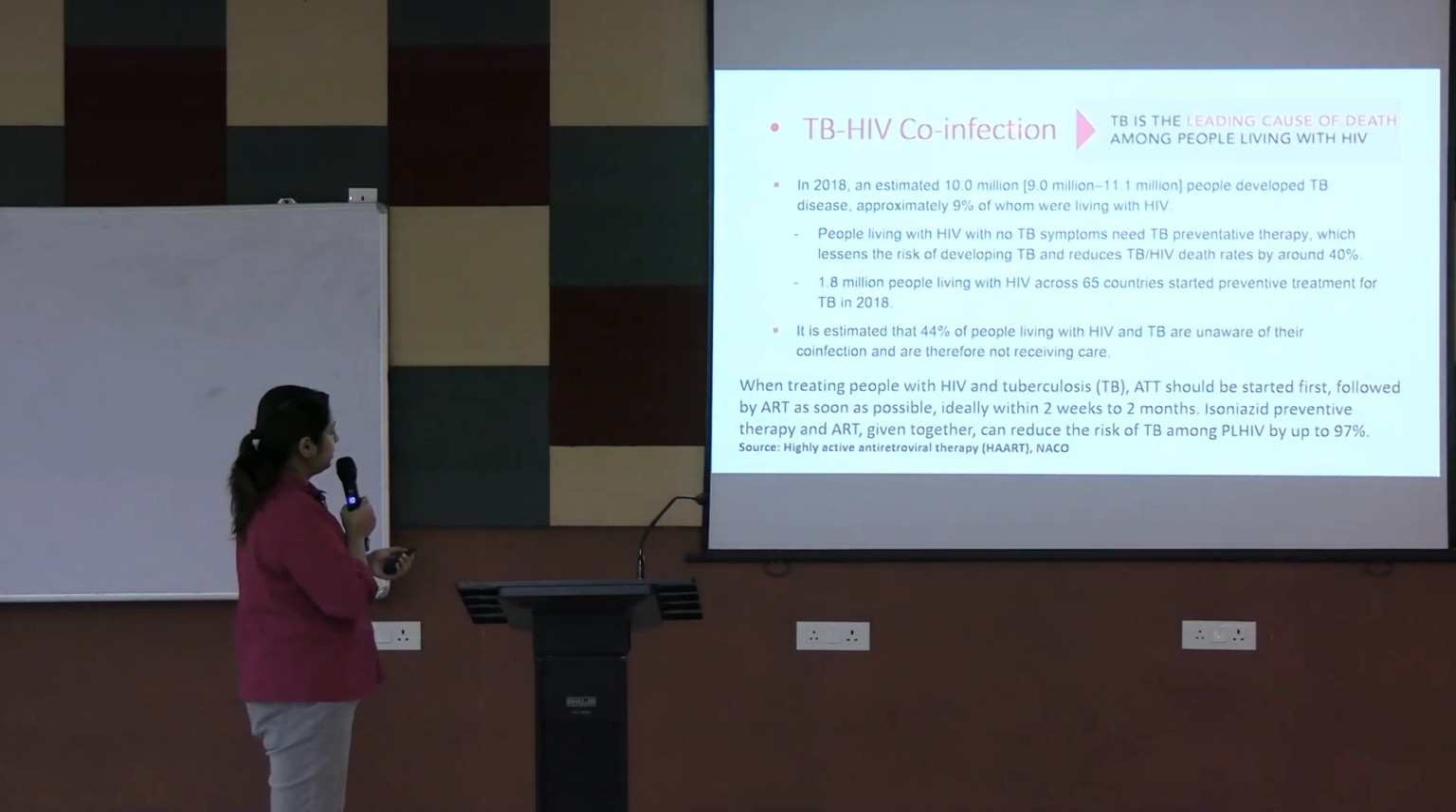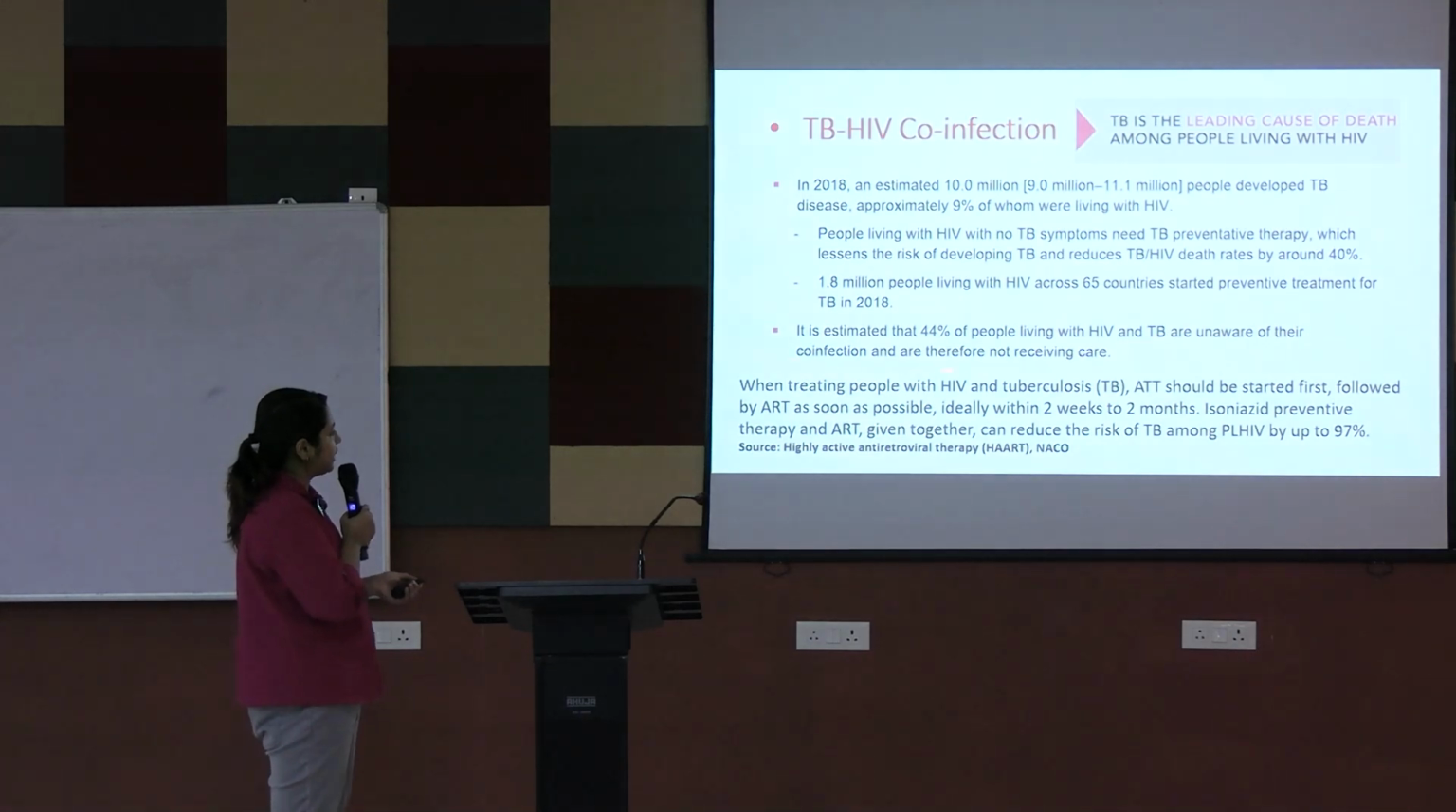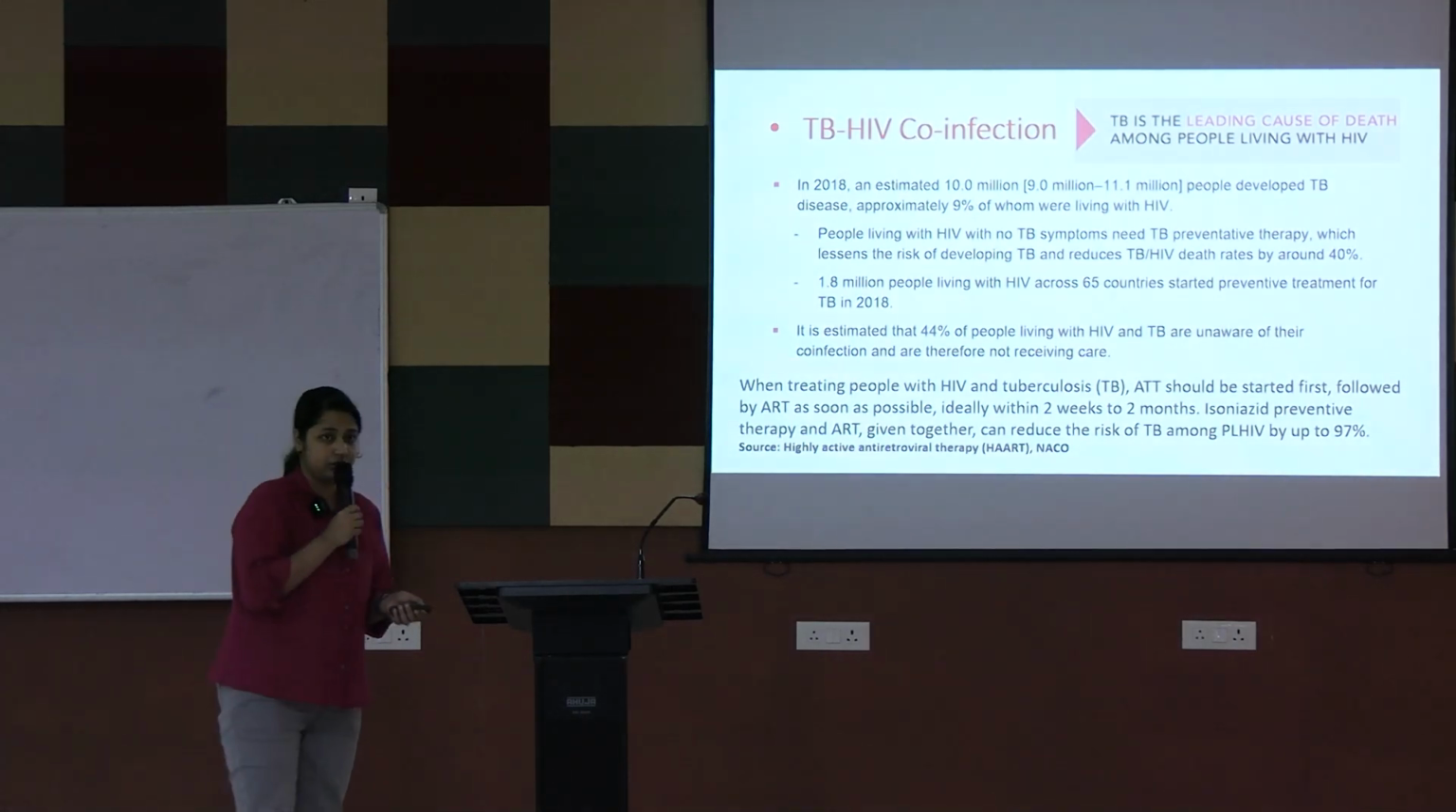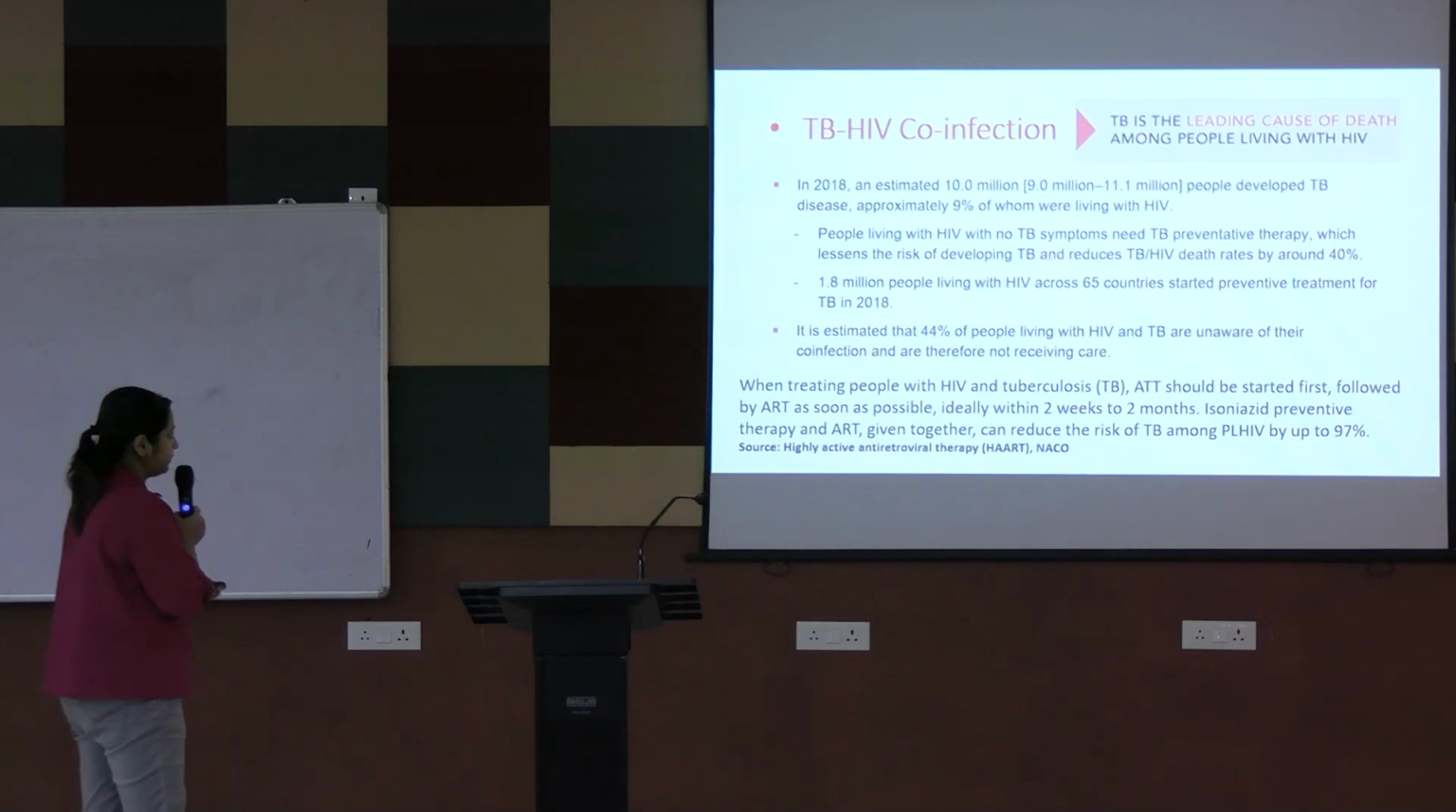So, in 2018, an estimated 10 million people developed TB disease, approximately 9% of whom were living with HIV. Okay. So, it is estimated that 44% of people living with HIV and TB are unaware of their co-infection and are therefore not receiving care. So, this is a very serious case.